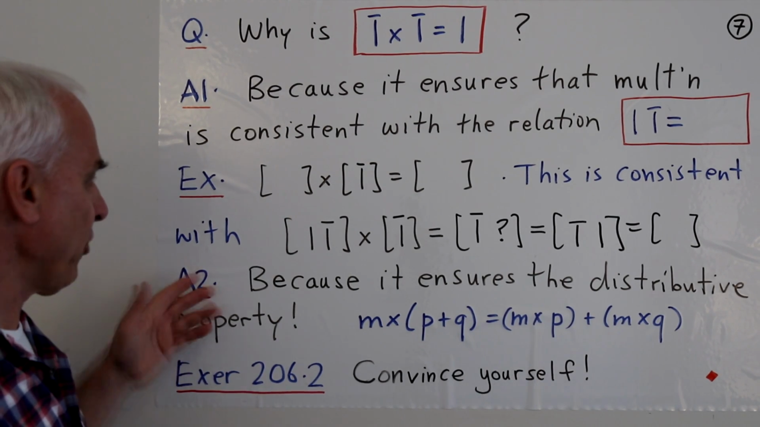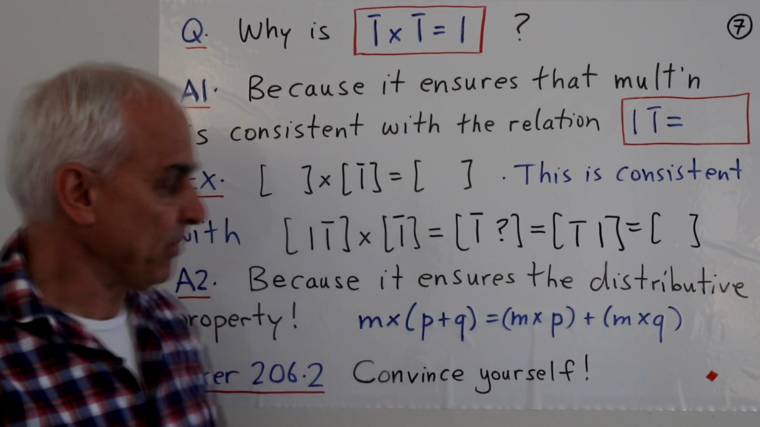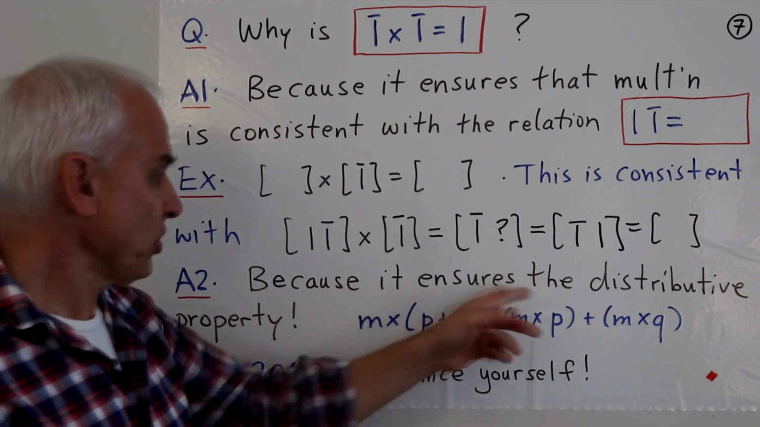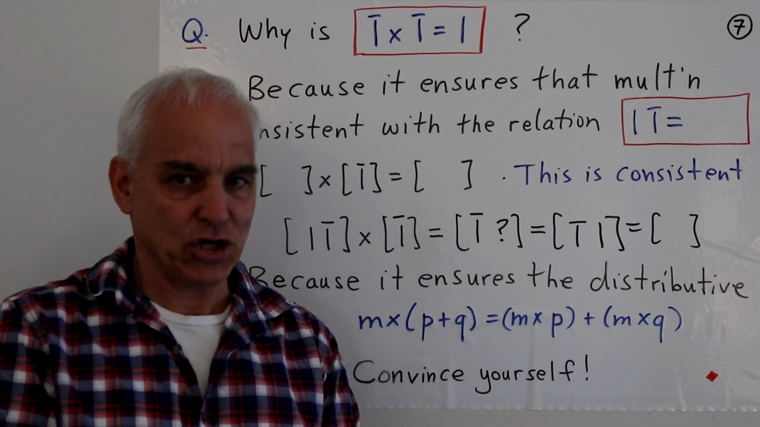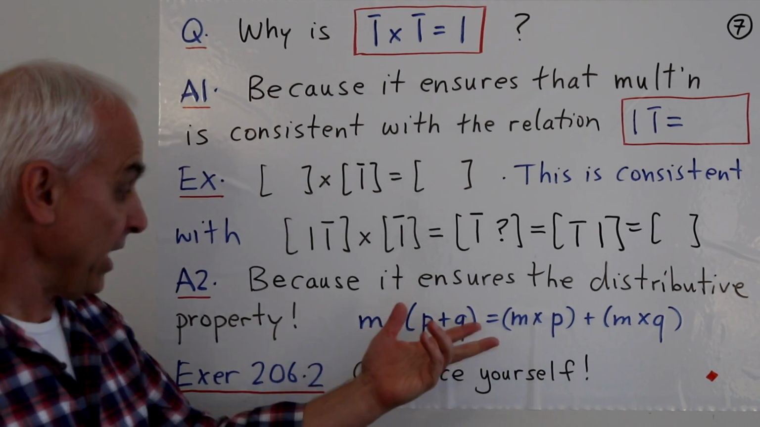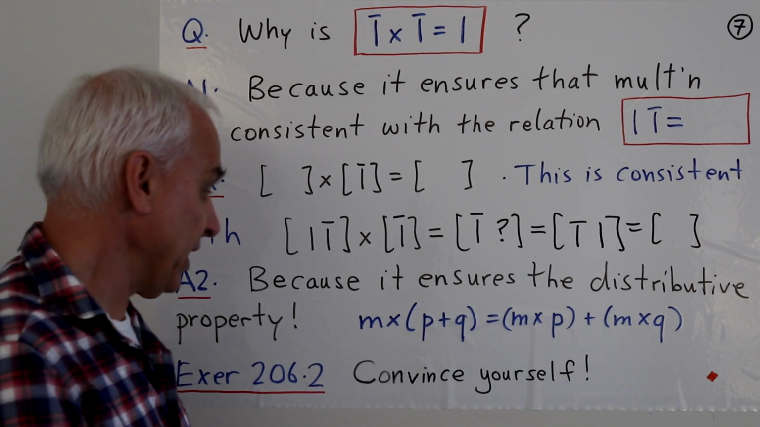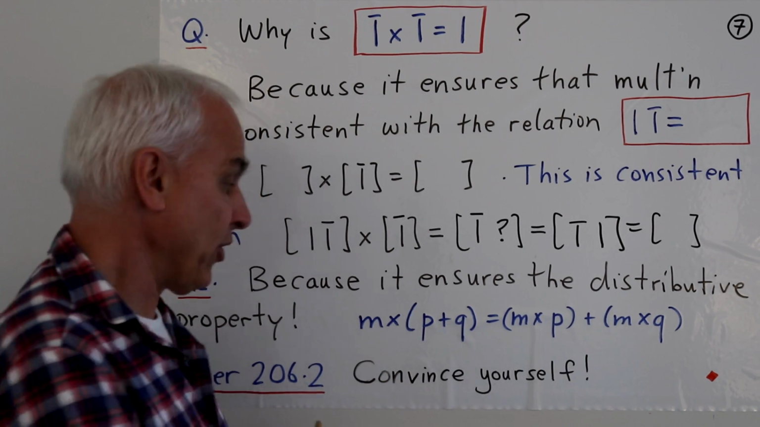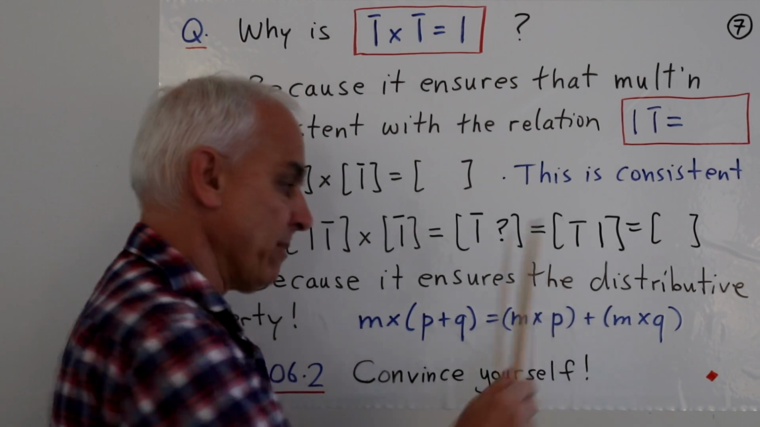And another example, or maybe an extension or more elaborate way of saying something similar, is that it ensures the distributive property of multiplication and addition. So if you have 3 integers, m, p, and q, then a basic property is that m times p plus q is equal to m times p plus m times q.